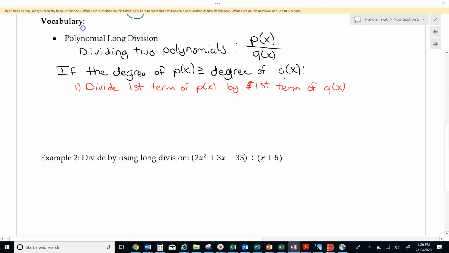Lots of examples, don't worry. Step 2, before it was multiply, we're going to do the same thing. Multiply step 1, whatever you got for step 1, by q of x.